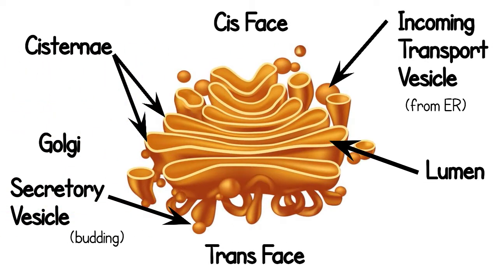Well, lipids and proteins need to be sorted, packaged and tagged so that they are sent to the right place. This occurs in the Golgi, or shipping center of the cell. The receiving side is the cis face and the opposite is the trans face. Vesicles travel from the ER to the cis face, bind with it and empty into the lumen.